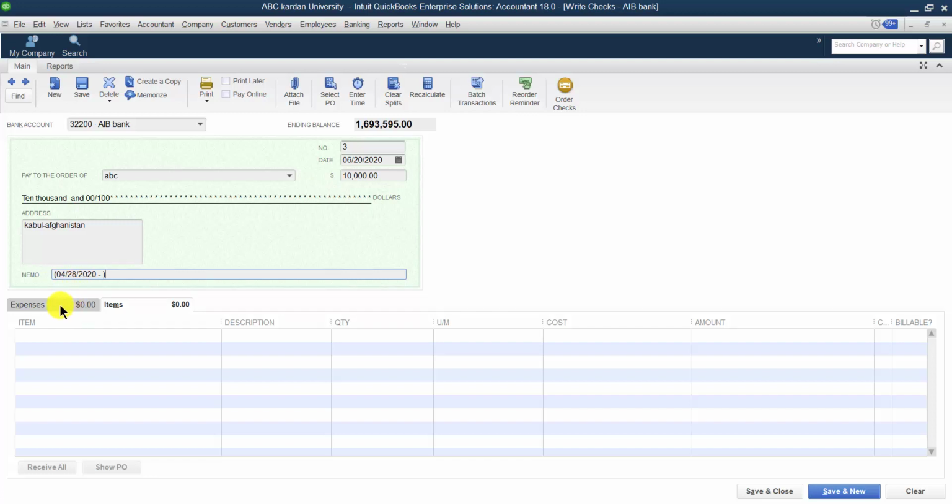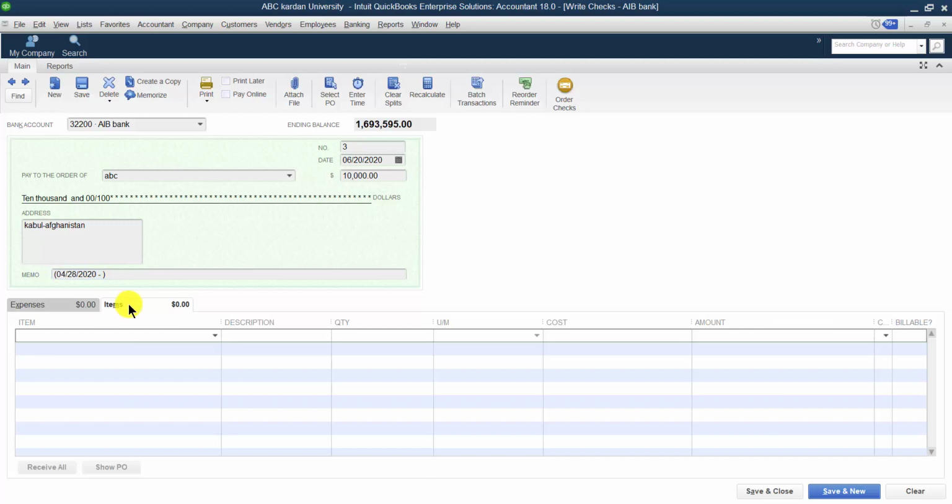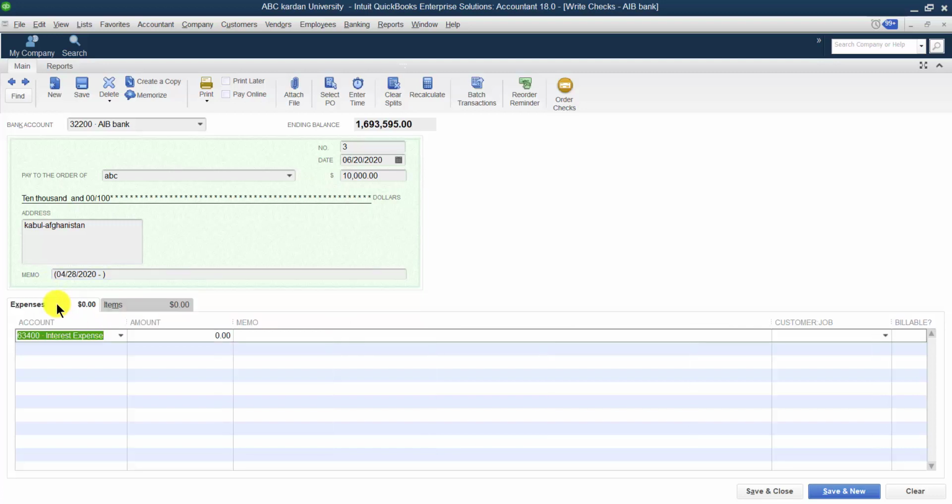And below part, there are 2 sections. One section by the name of expenses, and the second section by the name of item. Expenses first. Basically here it shows that if you want to make a payment, suppose for example, payment of 10,000, this payment of 10,000 is for what purpose, right? So you can select the expenses if it is because of some expenses.